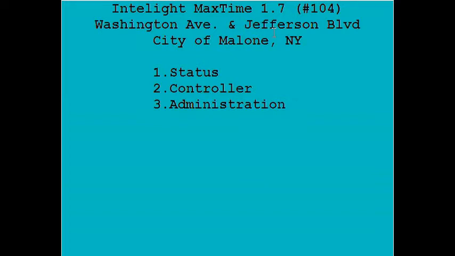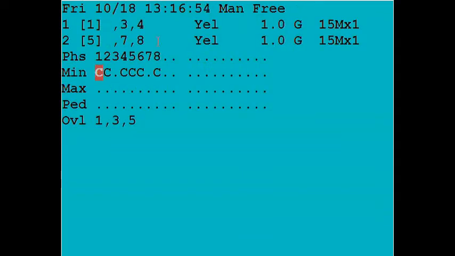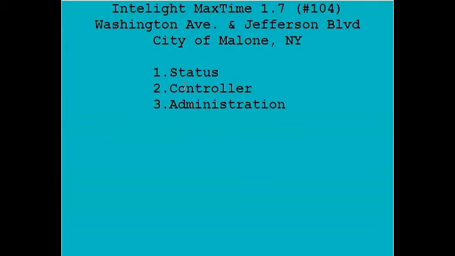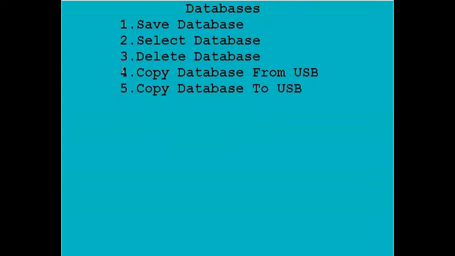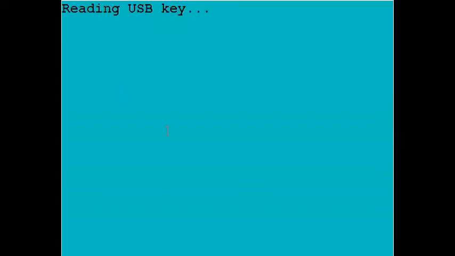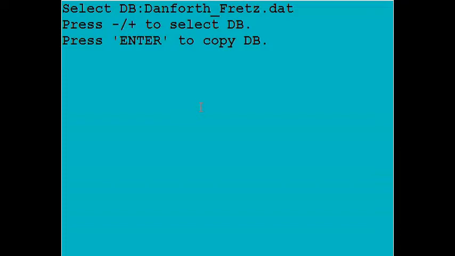The next step is to power up the replacement controller, and once it's up and running, you'll notice that it will not be the intersection we had before, but it's up and running, it's got power on it. So you simply go to 3 for administration, go to 4 for databases, and then you want to go to 4 to copy databases from the USB. Now when you go in here, it reads the USB, and you hit the plus key to scroll through all the databases on your thumb drive. They usually are sorted by date, so the very bottom one is the new database you want to put in.